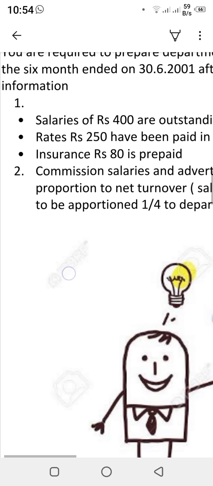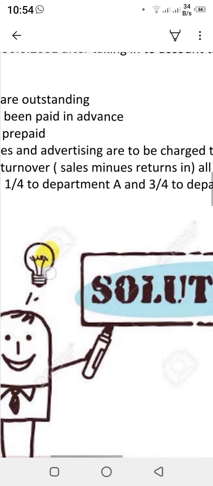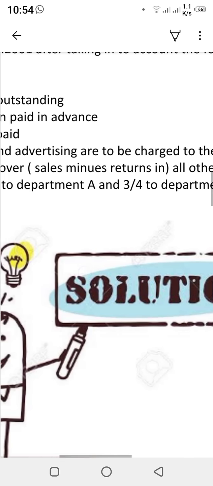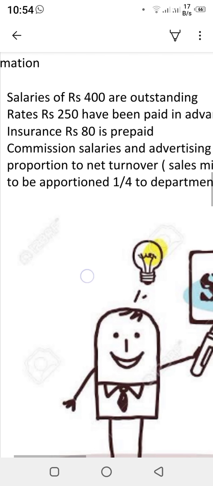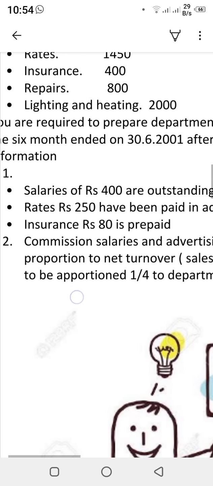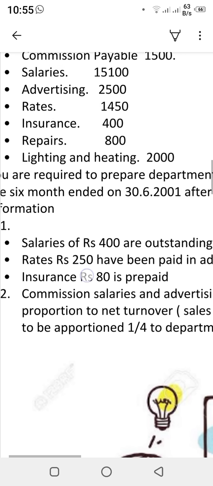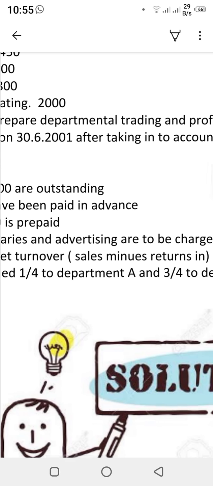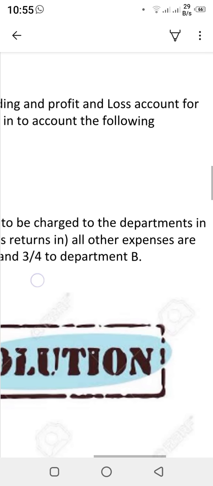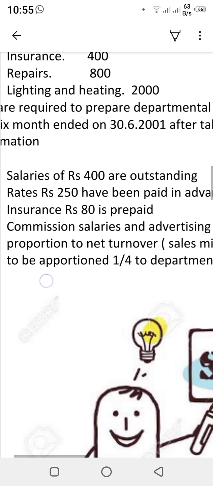Now point number 2, commission, salary and advertising are to be charged to the departments in proportion to net turnover. As we have already seen in the question, commission, salary and advertising expense is given as a whole. We don't know how much amount is related to department A and how much amount is related to department B. So they give a brief description that these three expenses will be divided among departments on the basis of net turnover.